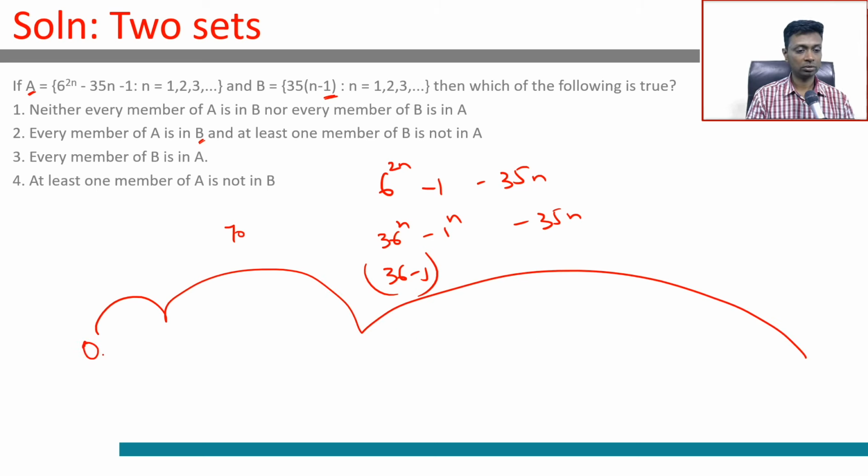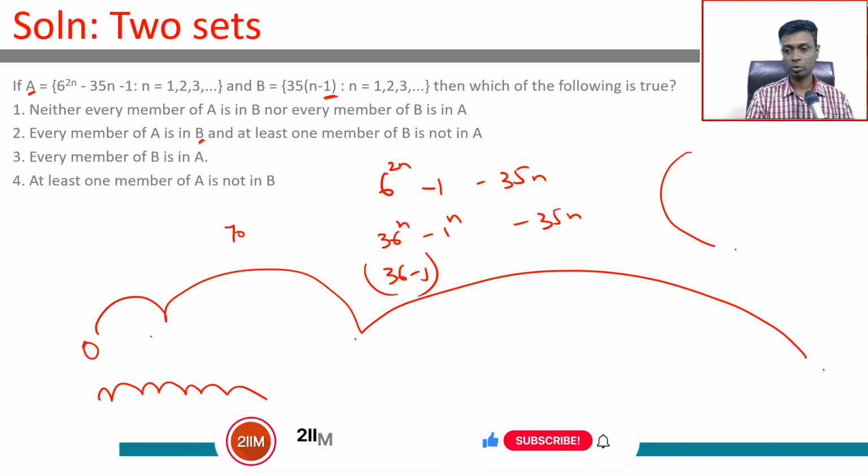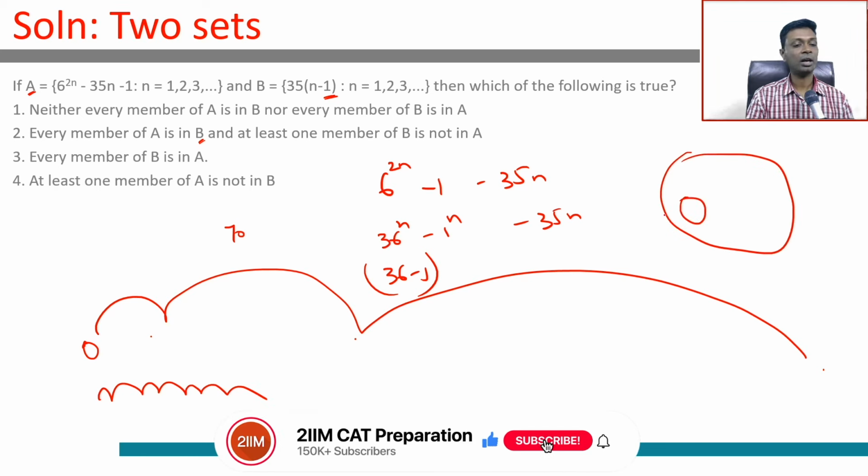After 0, it goes to a large number, and then a much larger number, and then a giant larger number. B, list every multiple of 35. So B is a superset. A is contained within that. There's A like this and B like this. Every element of A is in B, and at least one member of B is not in A. There are plenty of members in B not in A.